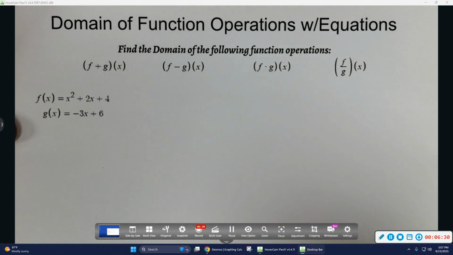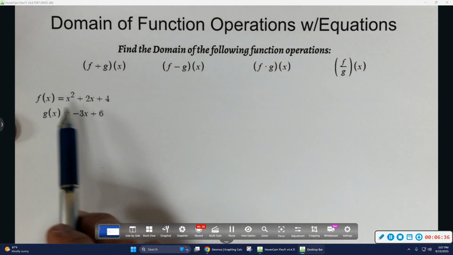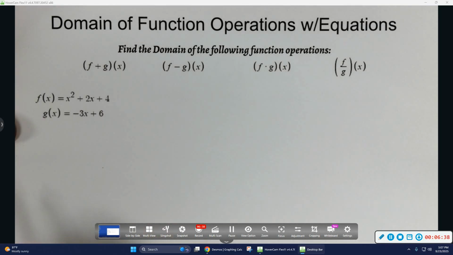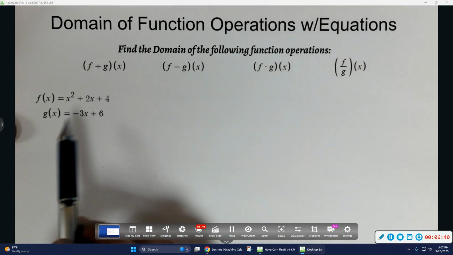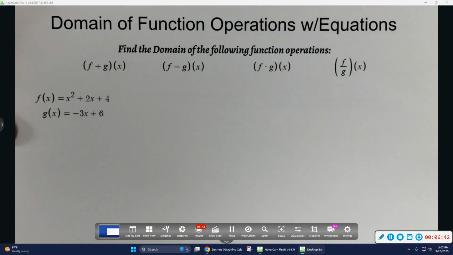So I'm going to switch back and forth between a graphing calculator so that you can see this, right? Ideally, we know what a quadratic function looks like, and we know the domain from a quadratic or a linear function, but we can always rely on our calculator to help us with that. So let's graph these two functions. Let's graph x squared plus 2x plus 4.